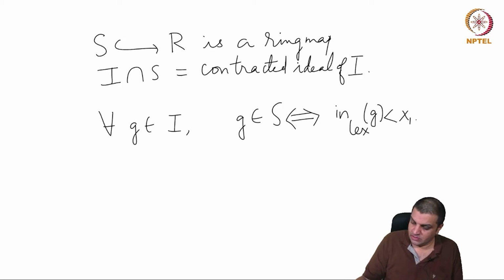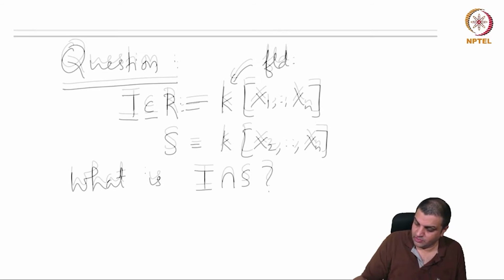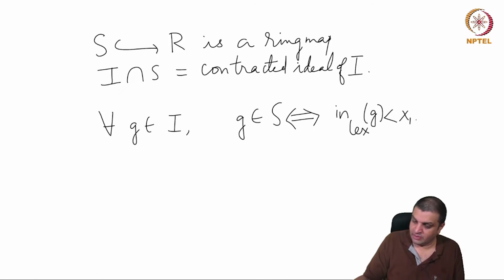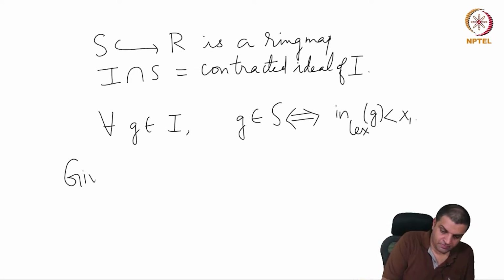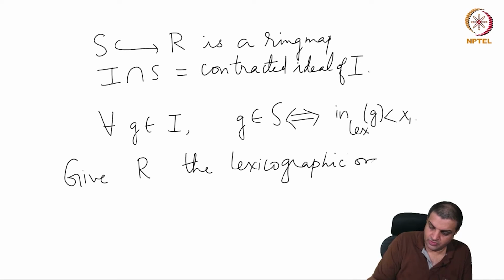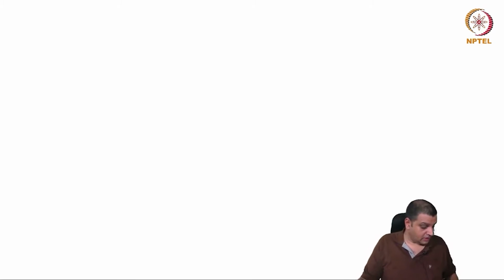So we are going to describe a computational way to compute this. In other words, we'll have to use some Gröbner basis arguments, etc., and we will have to give this thing some monomial order. So give R the lexicographic order. So now what is the result? Okay, so theorem.